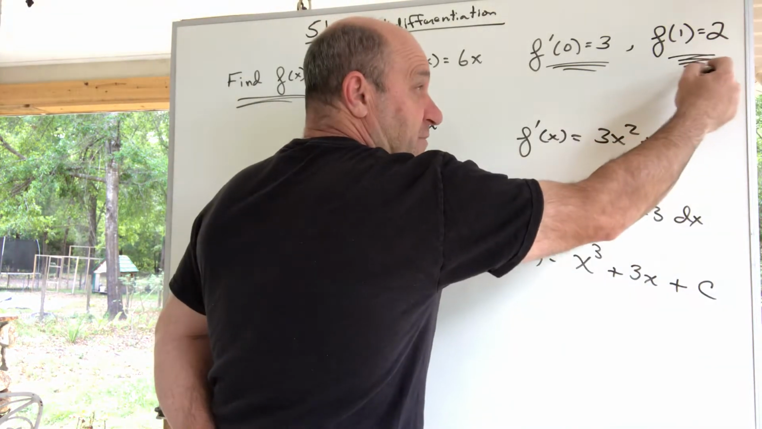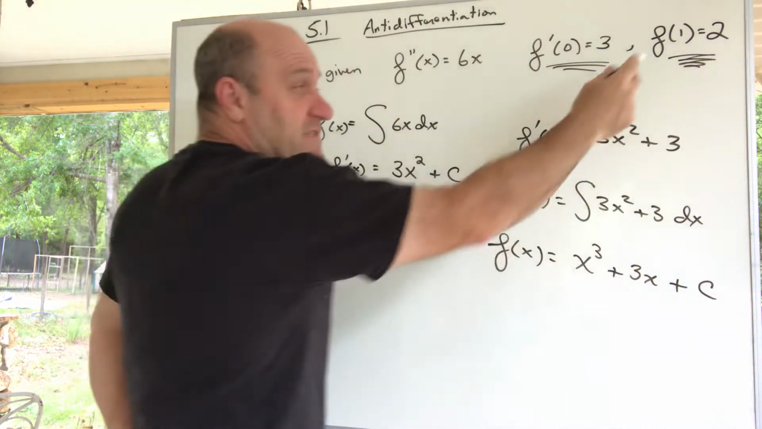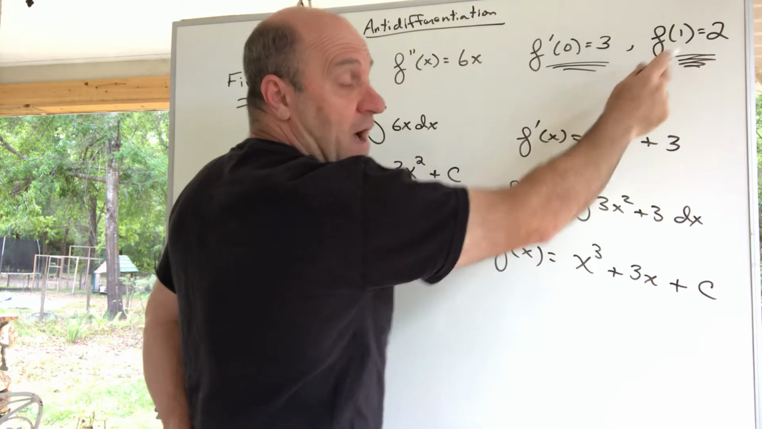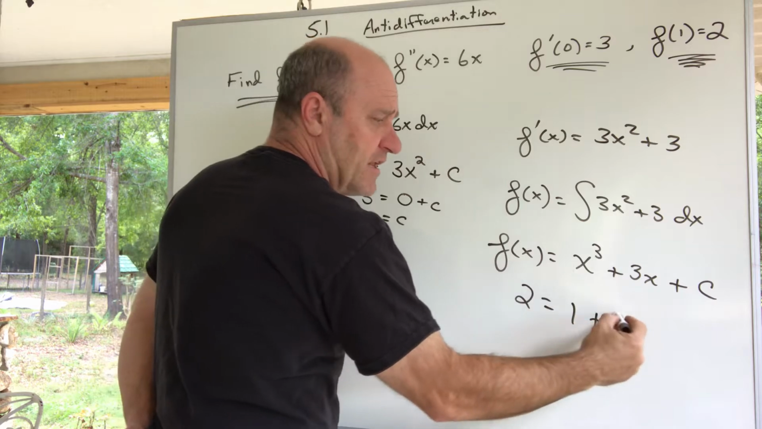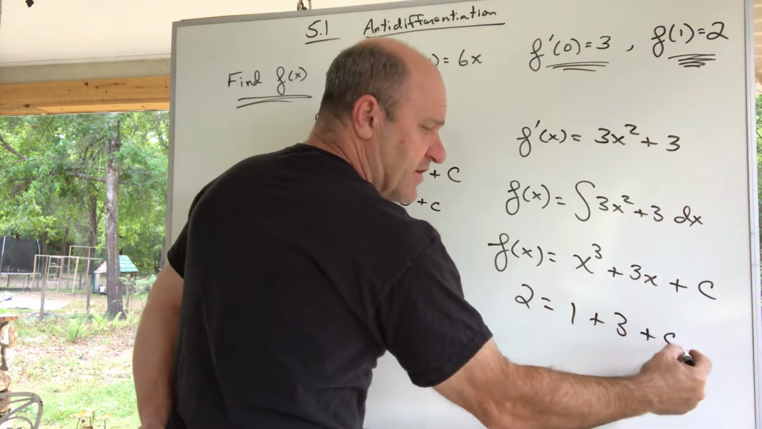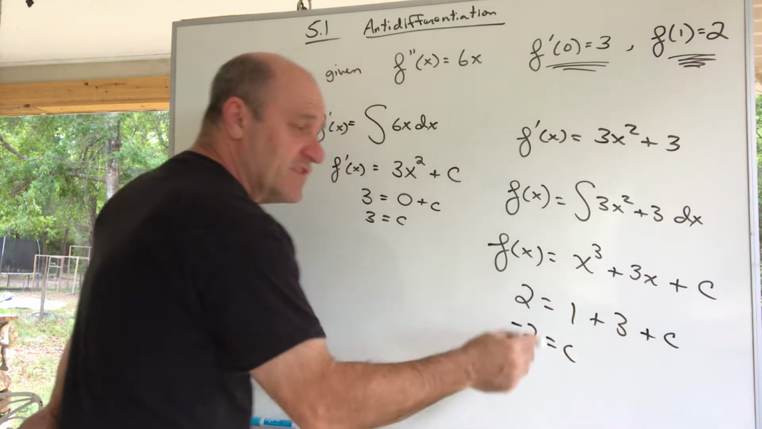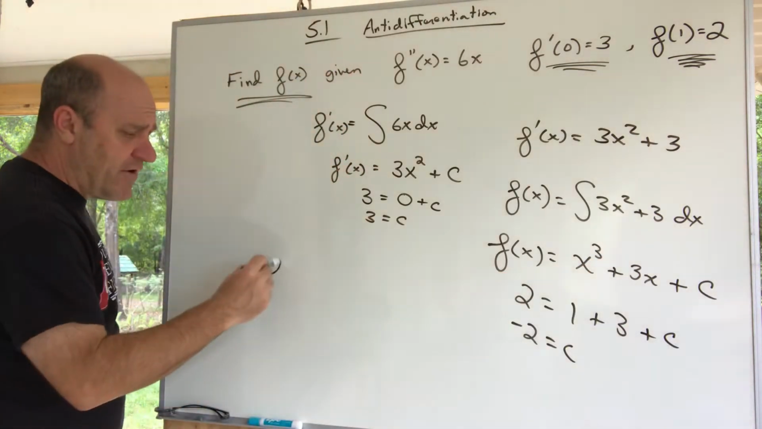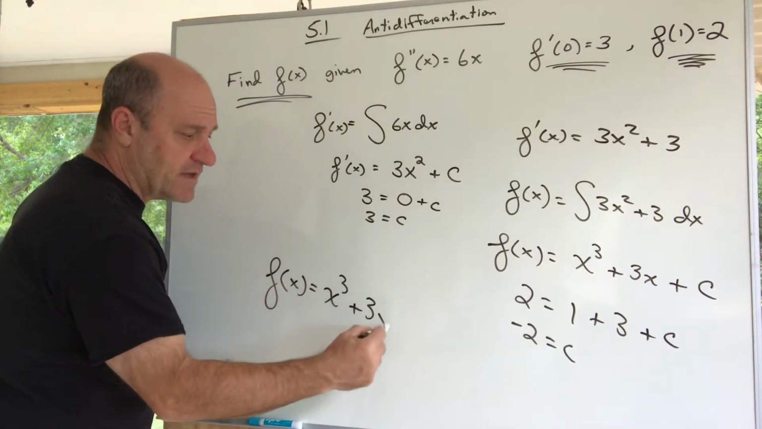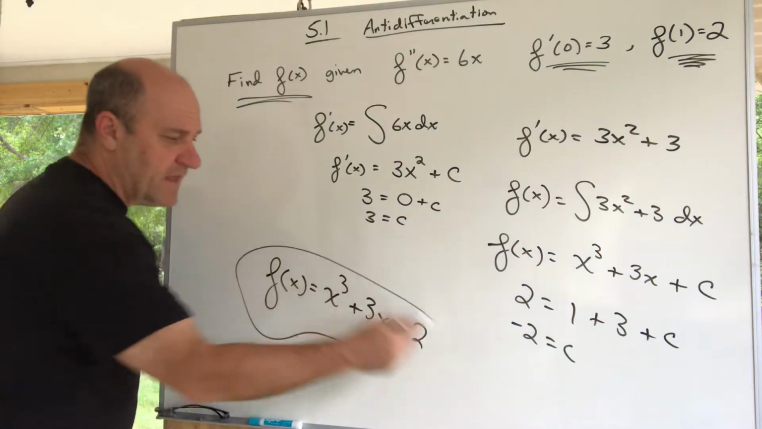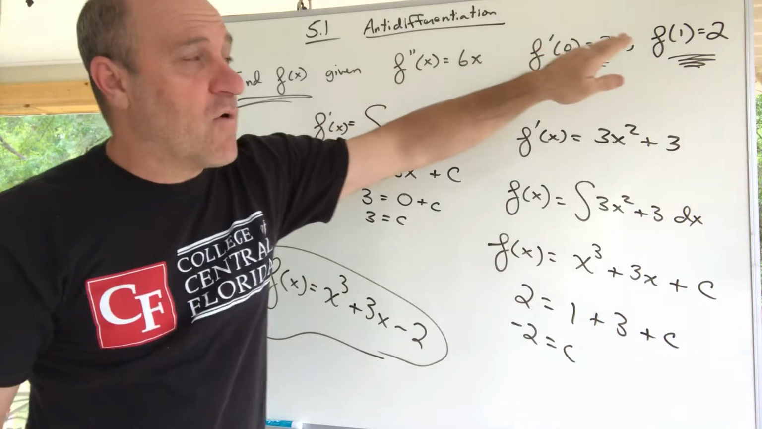With this piece of information, I can plug this in and find c. So what this piece of information says is when x is 1, y is 2. This y value is 2. When x is 1, I'm plugging in a 1 for x. This will help me find c. That's a 4. When I subtract it, that'll be a negative 2. So this c is negative 2. So we have our answer. Our function is x cubed plus 3x minus 2. That's the function that has that second derivative, and it meets those requirements.